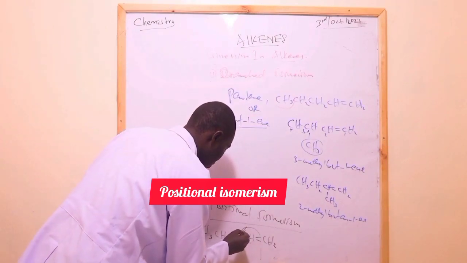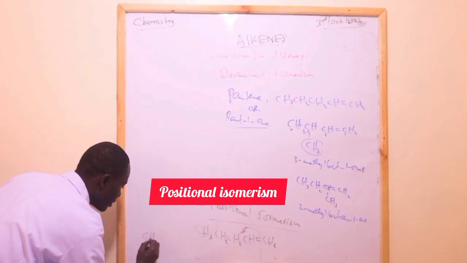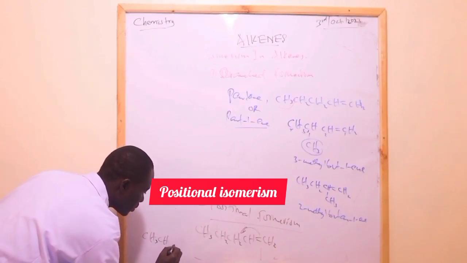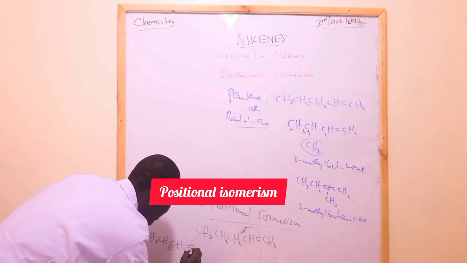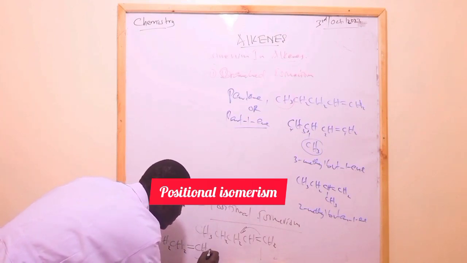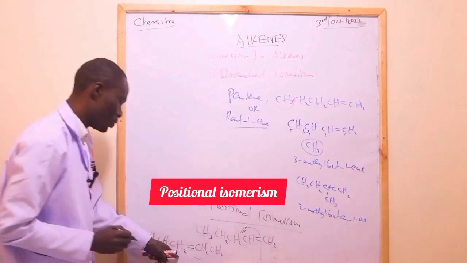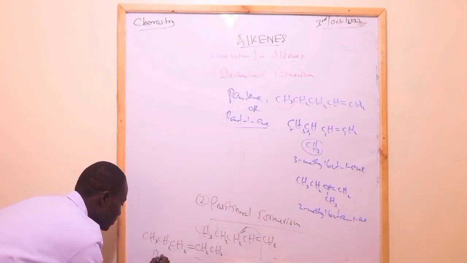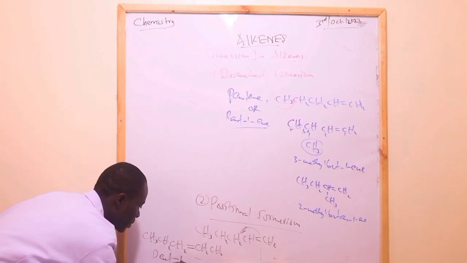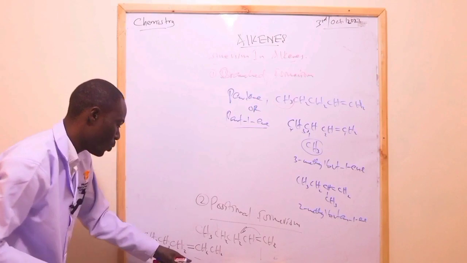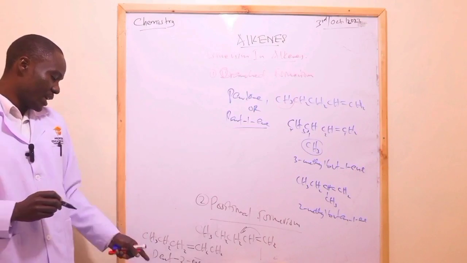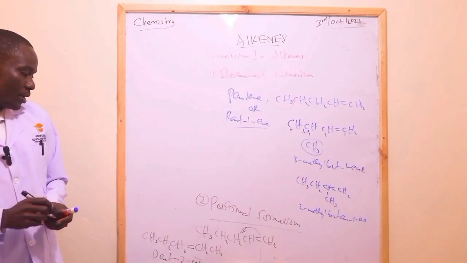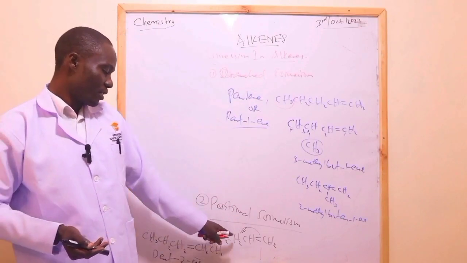Move this here to here. We'll be having CH3, CH2, CH2, a double bond there, then CH2, CH2. So that it is named as pent-2-ene to show the position where it has been moved to. We have pent-2-ene. Now, when you look at any other way, should we continue moving the double bond?